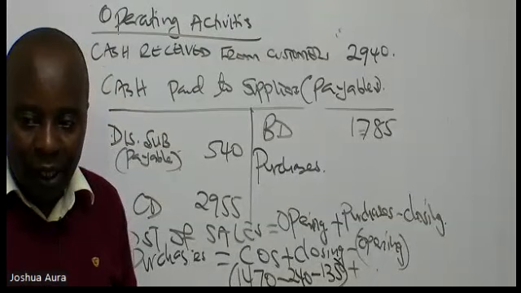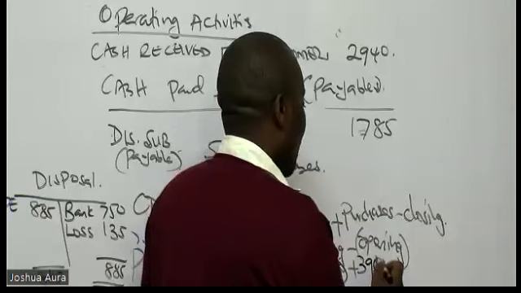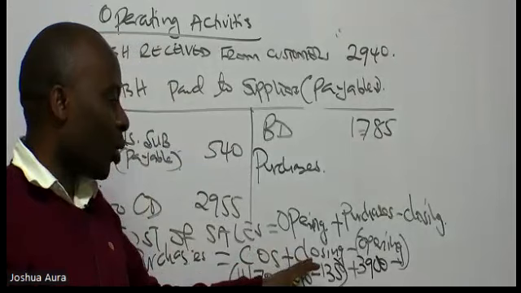It's only one student who has answered that. The closing inventory is 3,900. So please, you can write this in full so you avoid confusing. These are inventories. So closing inventory is 3,900 minus the opening inventory.